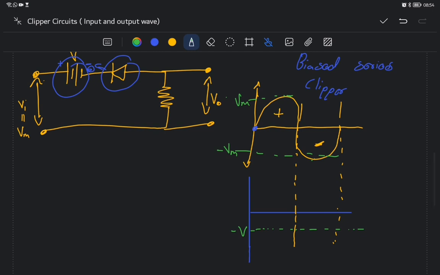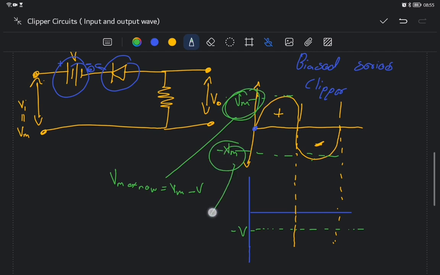So what you do, since you've shifted this graph to the bottom, right? So if you shift this graph to the bottom, meaning that on this V max, you're gonna say the new voltage, let's say V max new, is gonna be equal to V max minus V, right? So for that one, now for this one now, it's gonna be negative V max new is equal to a negative V max minus V again.